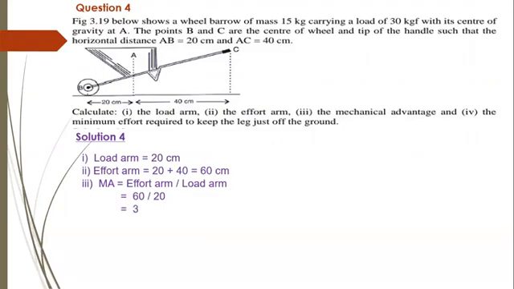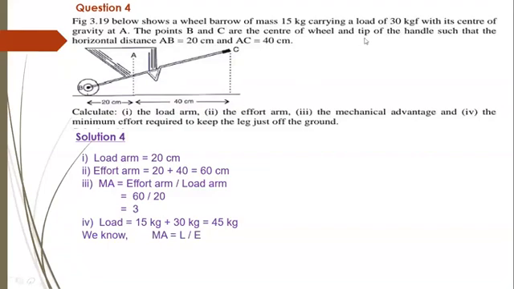And the minimum effort required to keep the leg just off the ground. This is the leg shown here. It has to be kept off the ground. You have to lift this handle above the ground from here. So load is 45 kg, given in the question. That wheelbarrow has a mass of 15 kg. That mass also you have to lift up. So total load is the mass of the wheelbarrow plus the load kept in the container.